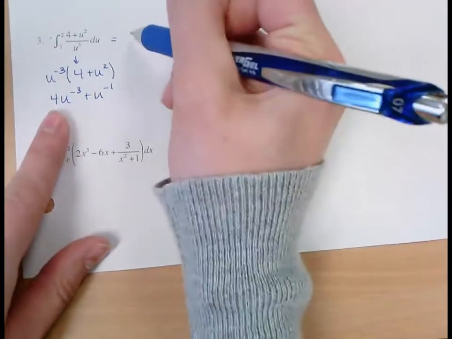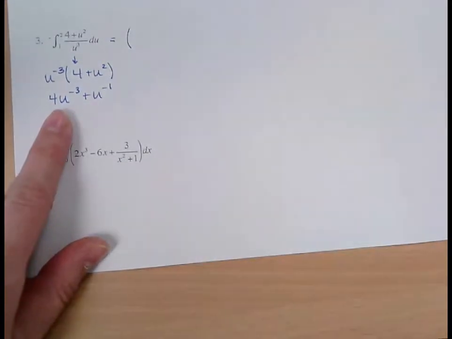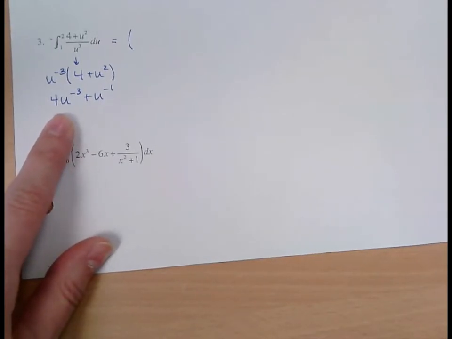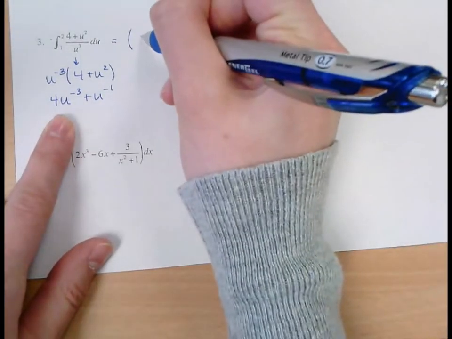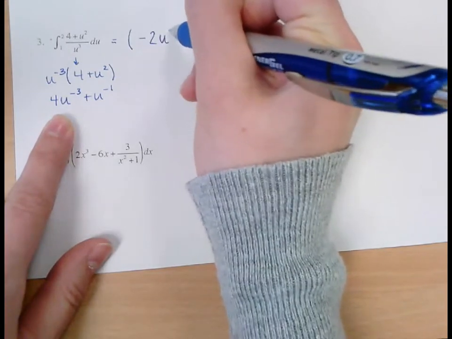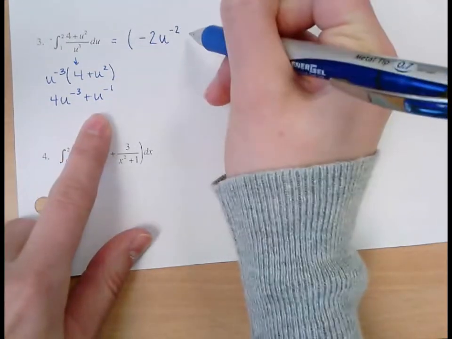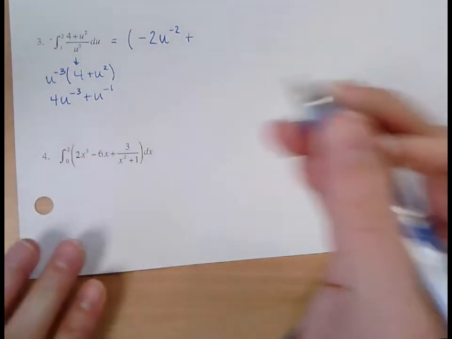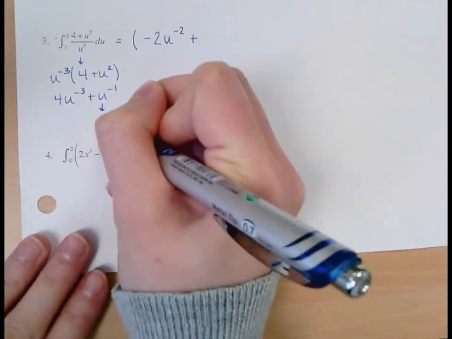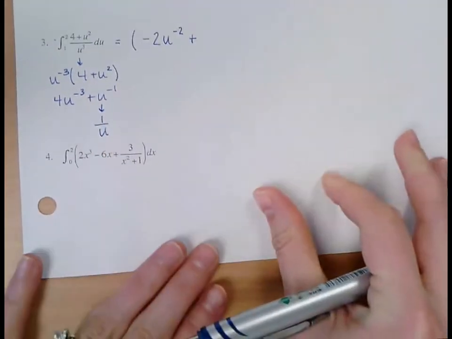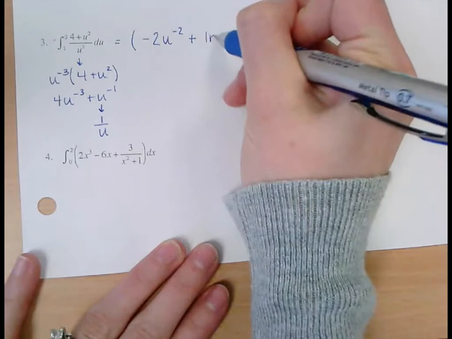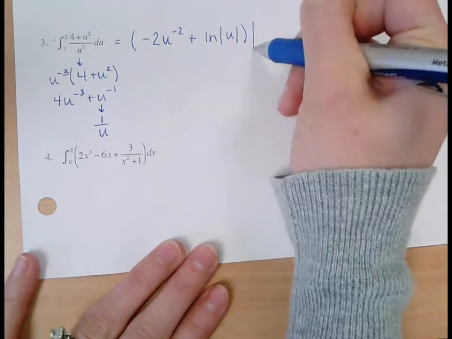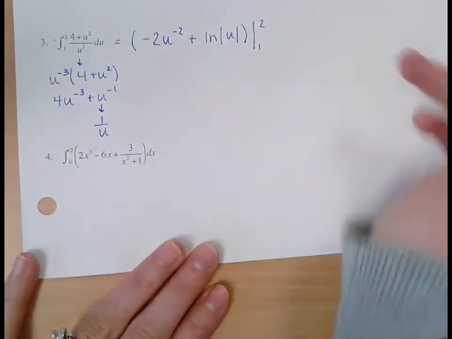All right, so then what would the antiderivative of 4u to the negative 3rd be? Negative 2u to the negative 2nd. And then what about u to the negative 1st? Yes, so u to the negative 1st is 1 over u. So natural log of the absolute value of u. And then this is evaluated from 1 to 2.